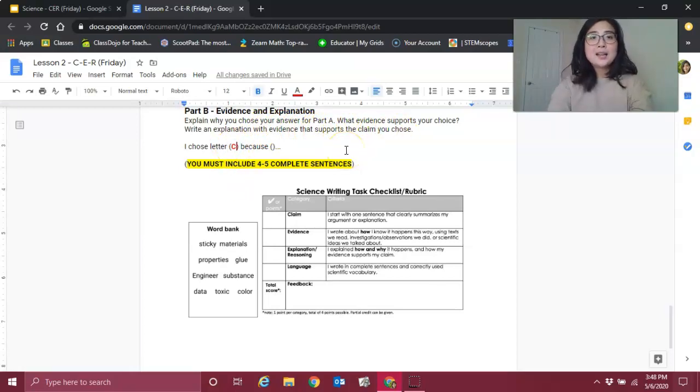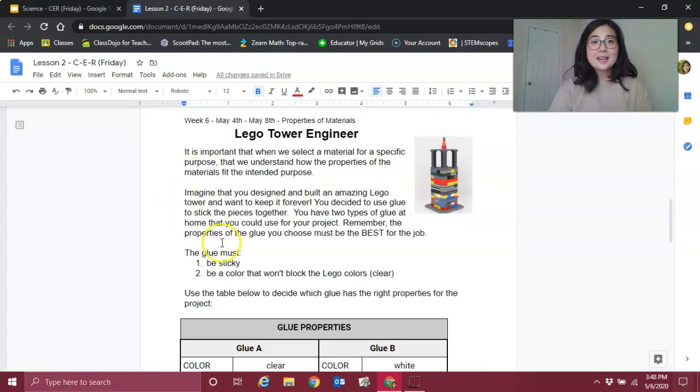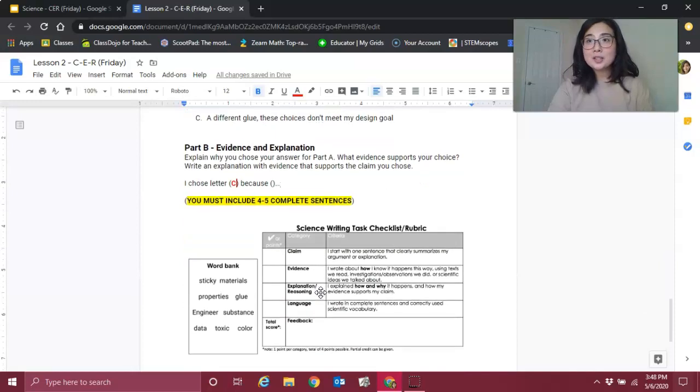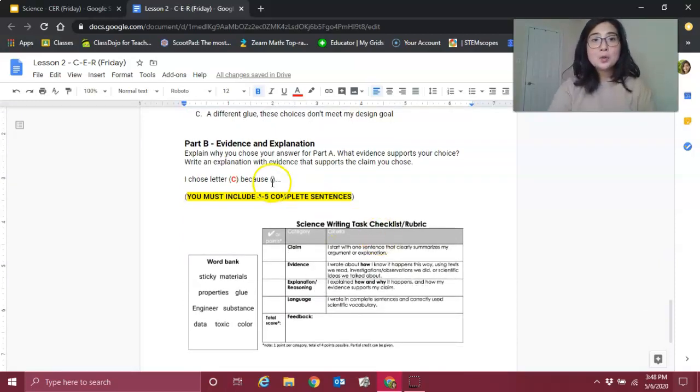So if you chose letter A, write A. If you chose letter B, write B. If you chose letter C, write C. Now you have to find evidence from the scenario or the information in the table. Once you find information in the table or from the scenario, you can give me your evidence here. You're going to write your evidence. After you write your evidence, you're going to answer the question, how does my evidence support my answer? Once you do that, you are done with the assignment.